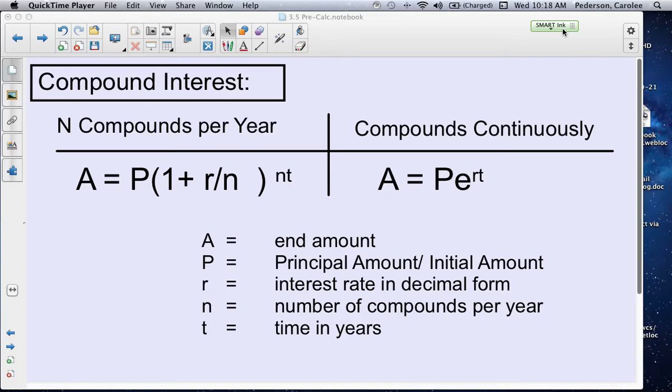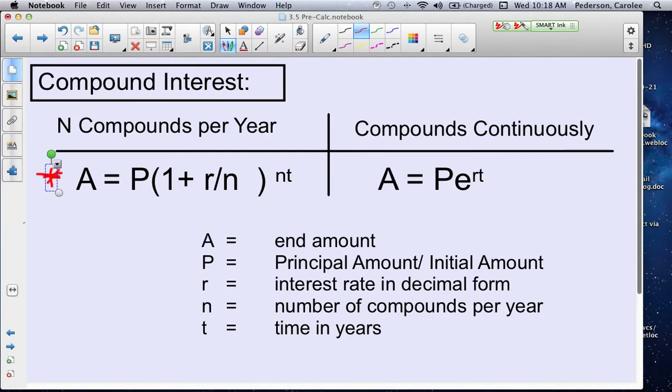If you talk compounded monthly, daily, yearly, quarterly, we're going to use this left formula right here. That one look familiar? And the one on the right, we only use when it says compounds continuously. We refer to that as the PERT formula. A is your end amount, P is your initial amount, R is your interest rate in decimal form, N is the compounds per year, and T is time in years. Those 2 formulas we're going to use on the next slides.